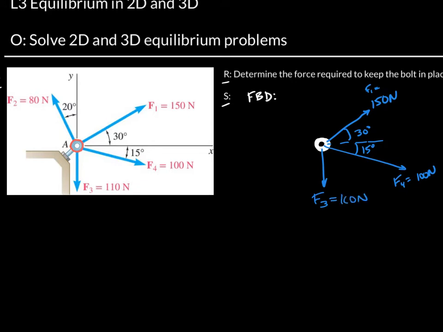Then I've got this last one, which is at 20 degrees from vertical. So this is vertical, and we're going to call this 20 degrees here, and that's going to be F2. And that equals 80 newtons. Okay, so you're saying to yourself, good, we're done. No, we're almost done.